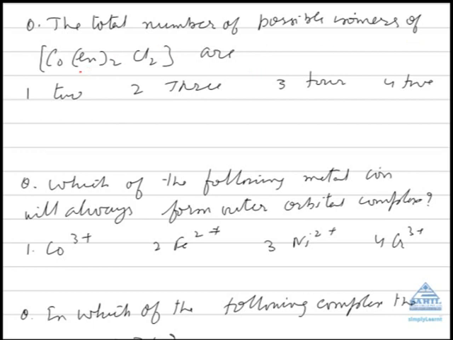The total number of possible isomers of [Co(en)2Cl2]+. Let us first of all form its structure. Since its coordination number is 6, it will form an octahedral complex. Now Cl can be placed like this, or it can be placed like this.